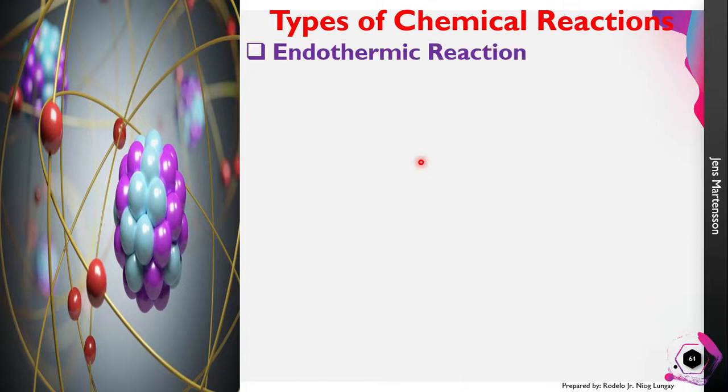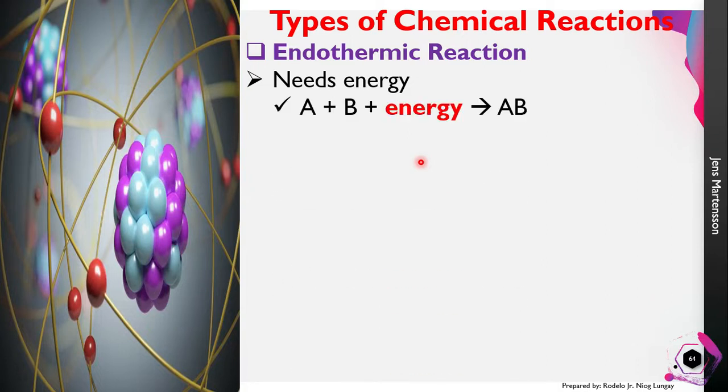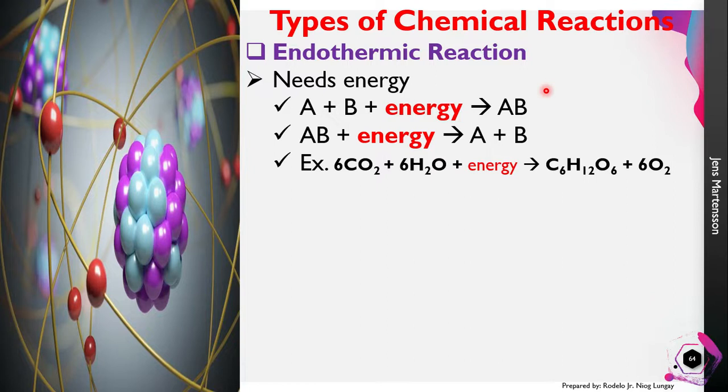We also have what we call endothermic and exothermic types of chemical reaction. When we say endothermic reaction, there is a need of energy for a chemical reaction to occur. Here is the general formula for this endothermic reaction: A plus B plus energy produces AB. The best example for this is the process of photosynthesis. In photosynthesis, carbon dioxide reacts with water, using the energy from the sunlight, to produce glucose and oxygen gas. Again, in photosynthesis, carbon dioxide reacts with water through the aid of the sunlight, which is a type of energy, to produce glucose and oxygen gas.